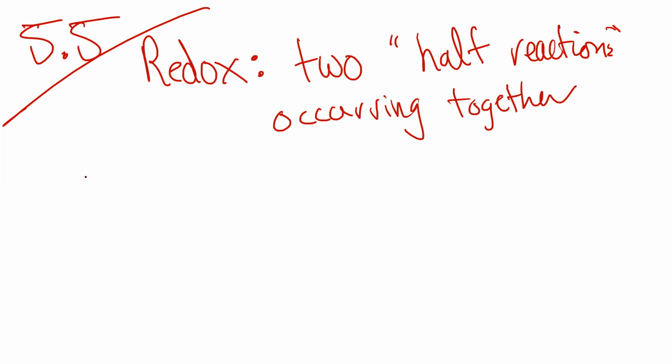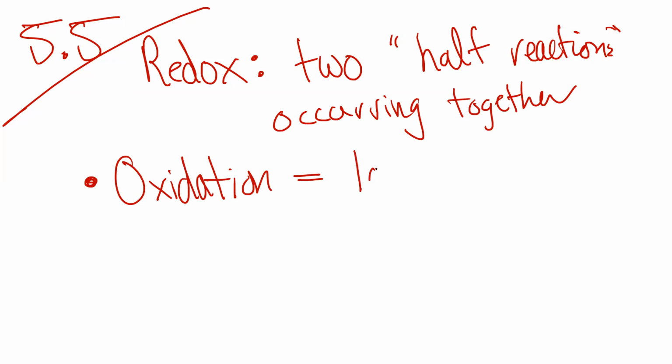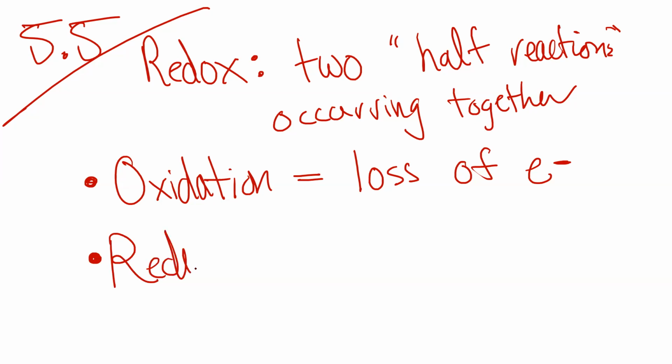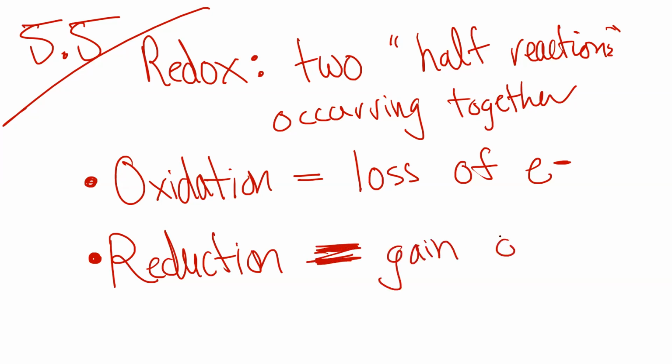So those two half reactions are oxidation, which is the loss of electrons, and the other half paired with this is a reduction reaction, which is, that's not a Z, that's an equal sign, a gain of electrons. Okay.